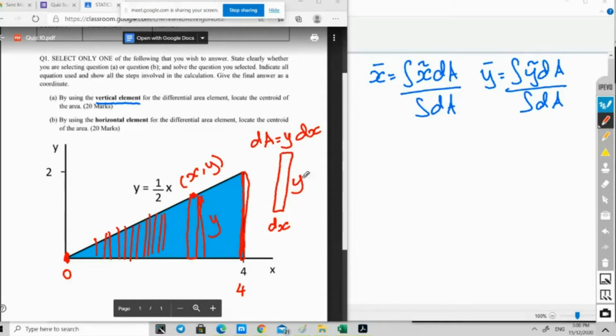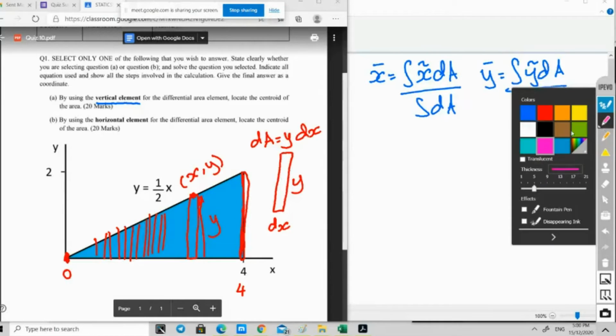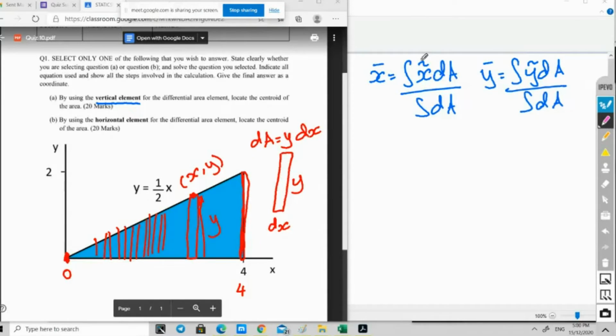All right, so that is dA. And then you also need to compute the x wave, y wave here, which is the coordinate of the centroid of the element itself, right? Because x is this one, this is the x coordinate, so x wave is exactly x, while y wave is y over 2, because the full height is y, and this is halfway, so it should be y over 2.